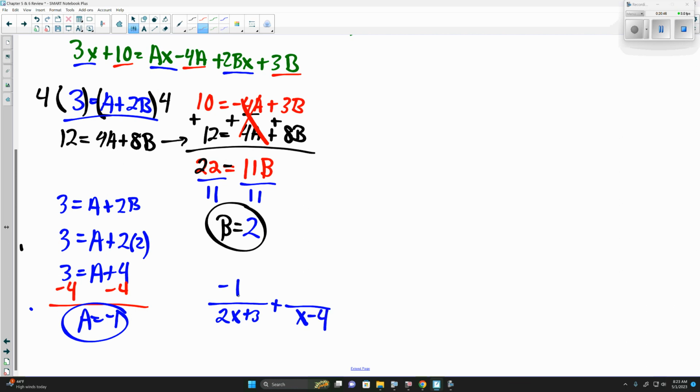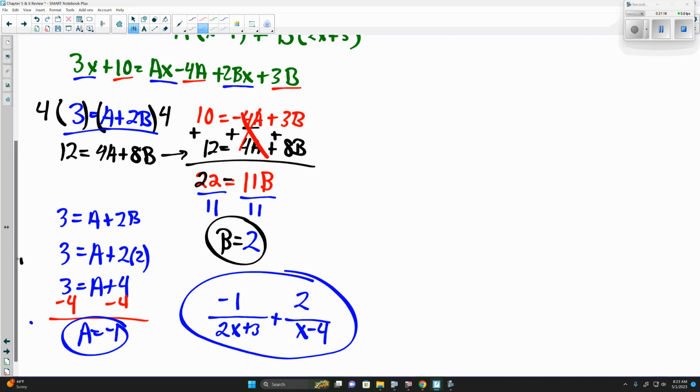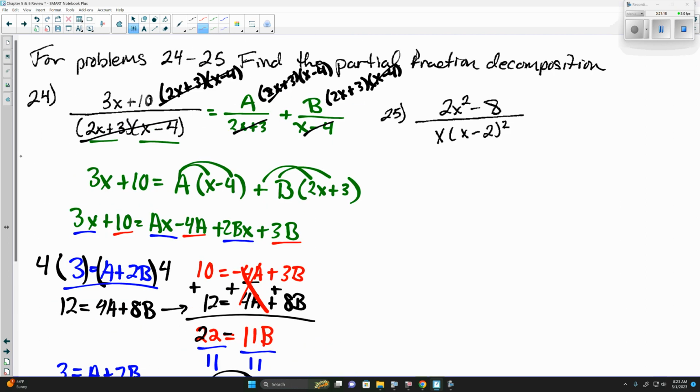Which tells us that we have -1 over 2x plus 3 plus 2 over x minus 4 is our final answer. Questions on this here? Questions on 24 or 25? Do we want to look at 25?